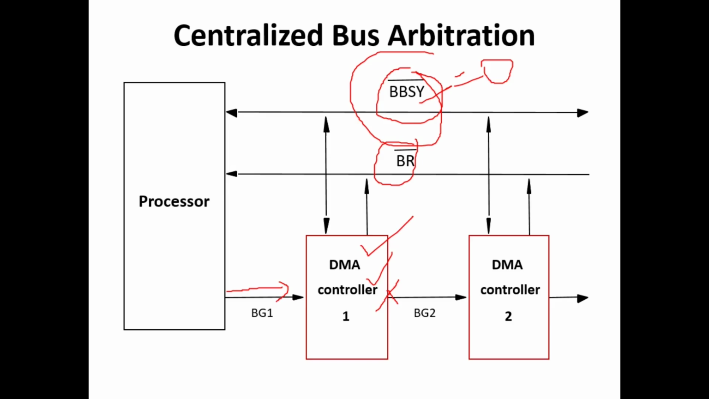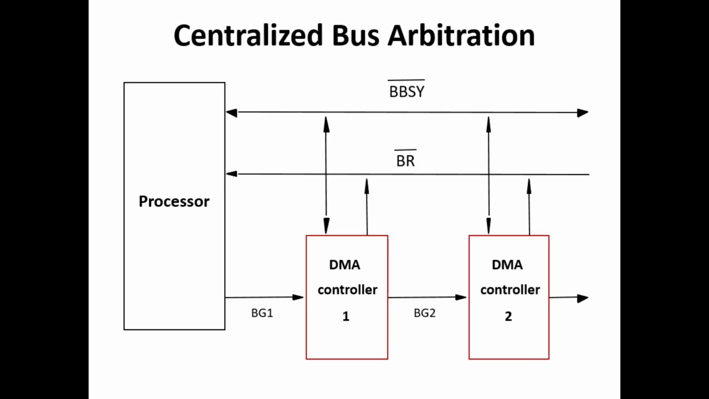So when the previous bus master has finished using the bus to transfer data, he makes the bus busy signal 1. So here DMA controller 1 and DMA controller 2 participated in the arbitration process. The processor sent the bus grant signal. DMA controller 1 blocked the bus grant signal because it wants to become bus master. That means it won the bus arbitration process.